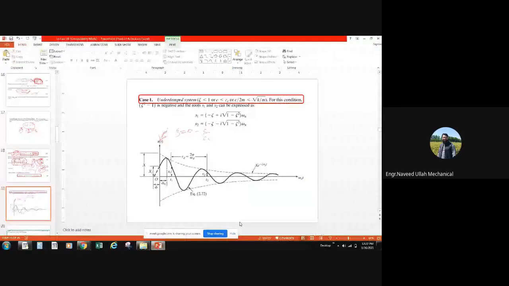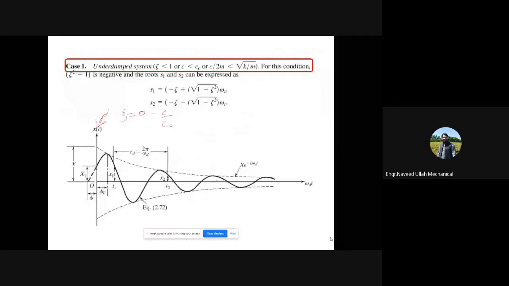Okay, so the value of this will be equal to 0. So you can say that c is equal to 0. This will be an undamped system, and the representation of that will be like this. This is the initial disturbance, x naught displacement, and it will be sinusoidal like this. Per cycle, you see the amplitude is not diminishing or decreasing. Why? Because damping is not present there.